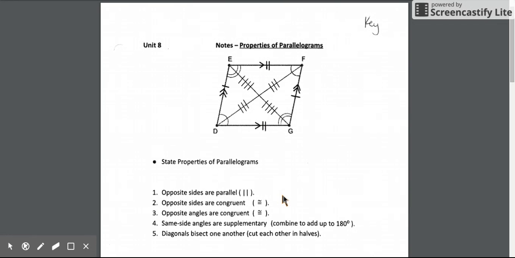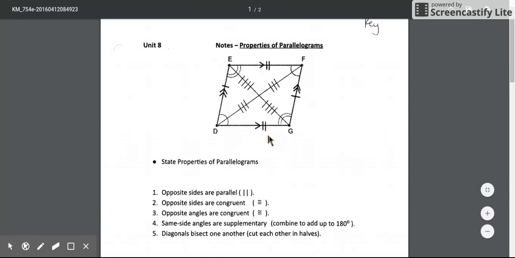The third property is that opposite angles are congruent. And when we talk about opposite angles, they're diagonally across from each other. These two angles are called consecutive angles. That's the fourth property. Consecutive angles and same side angles are the same thing, and they're going to be supplementary. They're going to add up to 180.